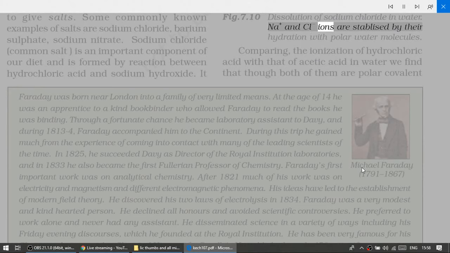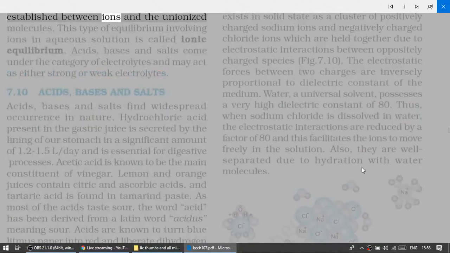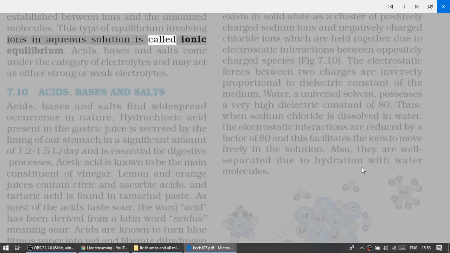Fig. 7.10 Dissolution of sodium chloride in water. Na+ and Cl- ions are stabilized by their hydration with polar water molecules. Equilibrium is established between ions and the unionized molecules. This type of equilibrium involving ions in aqueous solution is called Ionic Equilibrium. Acids, bases and salts come under the category of electrolytes and may act as either strong or weak electrolytes.